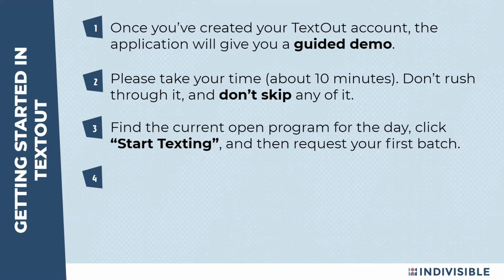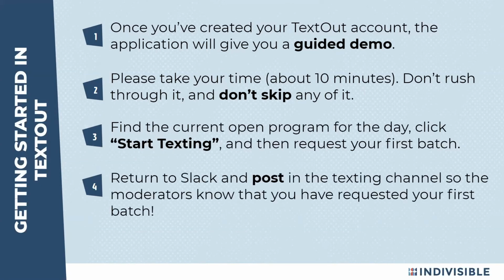Finally, return to Slack and post in the texting channel so the moderators know you've requested your first batch. This is so moderators know you're set up in both Slack and in TextOut, and as a first-time texter, they'll be able to approve your request in the queue right away. You only need to do this for your first batch with us. After your first batch, you don't need to post in Slack. We'll just approve you when you request in TextOut.